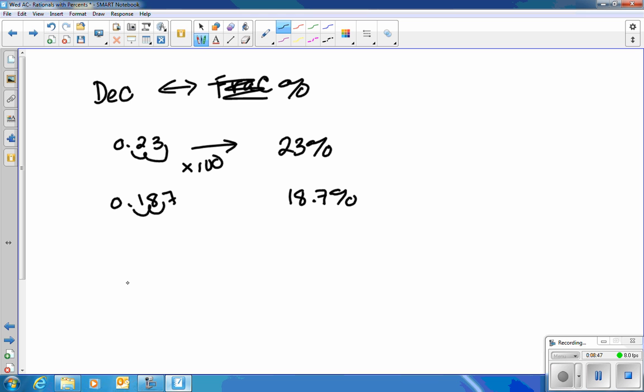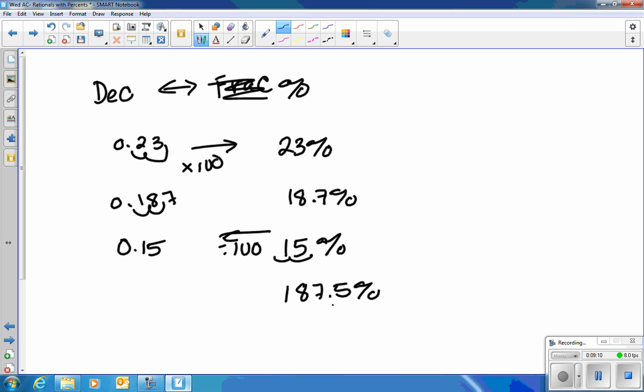However, to move the other direction, if I have 15%, the decimal is right here, I would move the opposite direction, which means I would divide by 100, which would give me 0.15. If I had this percent, again, I would divide by 100, and that would give me 1.875.